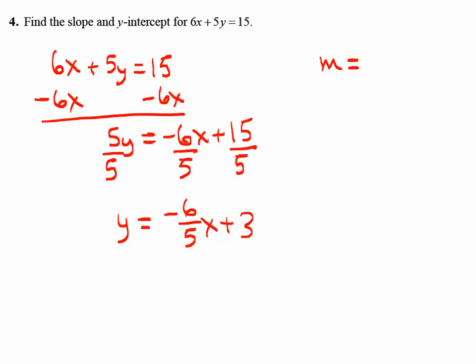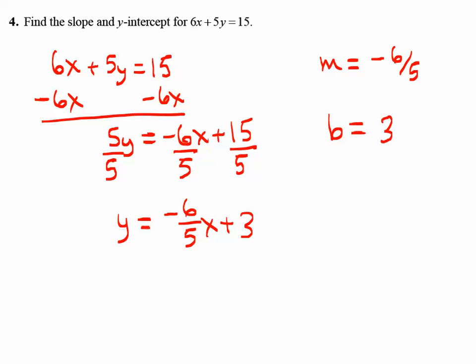Perfect. And on these ones, you don't want to write out slope, S-L-O-P-E. Might as well just put m. m equals negative 6/5, b equals 3. Cool, and that's it for that.